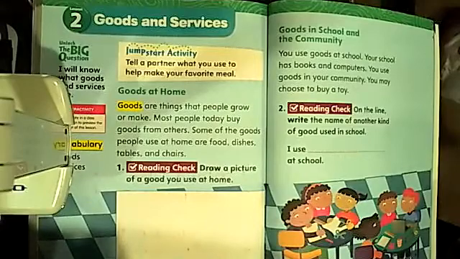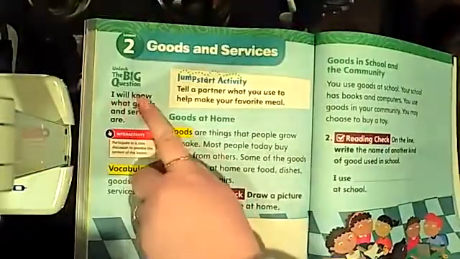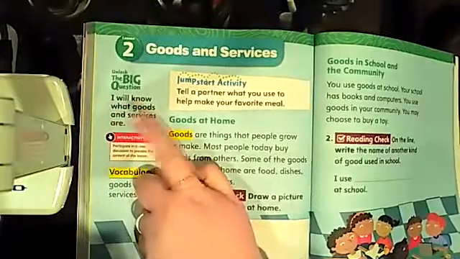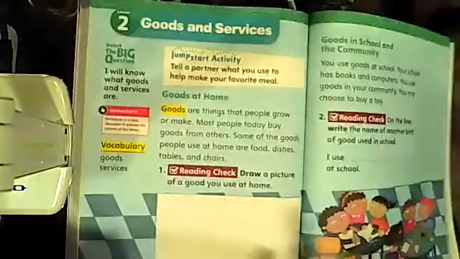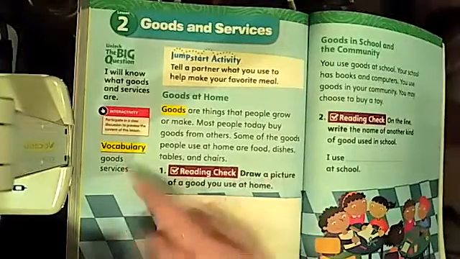Lesson 2 is all about goods and services. And before this, we learned about needs and wants. Okay? Now, goods and services for today is the big topic. So the big question is, I will know what goods and services are, okay? And your vocabulary words are both goods and services.